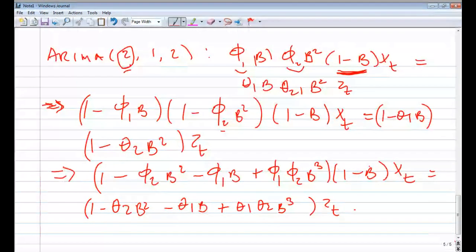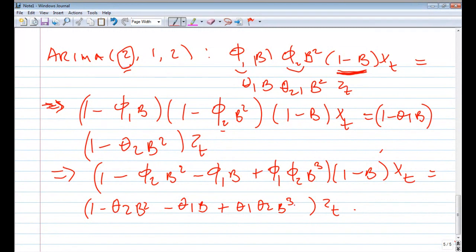Then from there, because this is a differencing, normally for the differencing part, it's not necessary to multiply through. So in the backshift operator, you can just leave it like that. This one represents the differencing. This one is the order of autoregressive, and this one is the order of moving average.